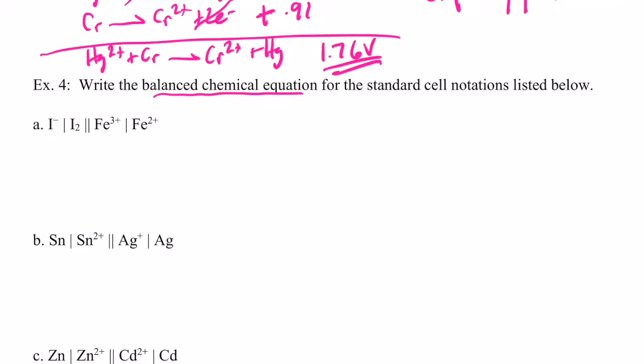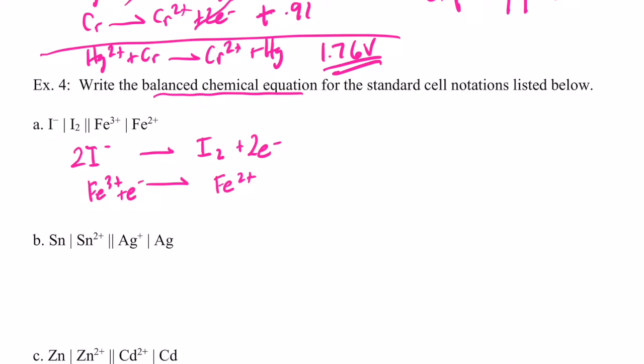All right, so let's see. We have I negative, and that's turning into I2. To balance this, I'm going to put a 2 in front of the I negatives to give me 2 iodines on both sides. They're negative 1, so I need to jettison or get rid of 2 electrons. The other reaction is Fe3 plus, and that's becoming Fe2 plus. For that to happen, I have to add an electron, don't I?